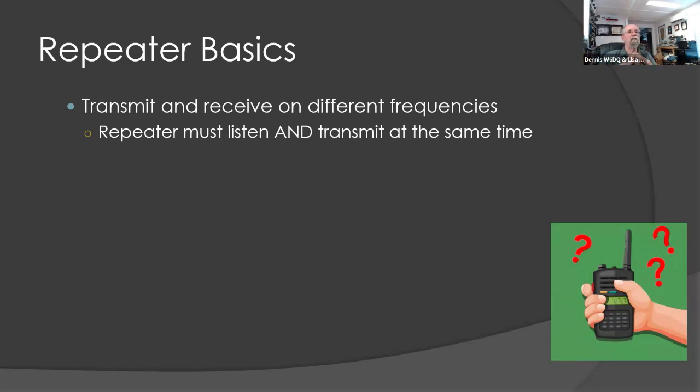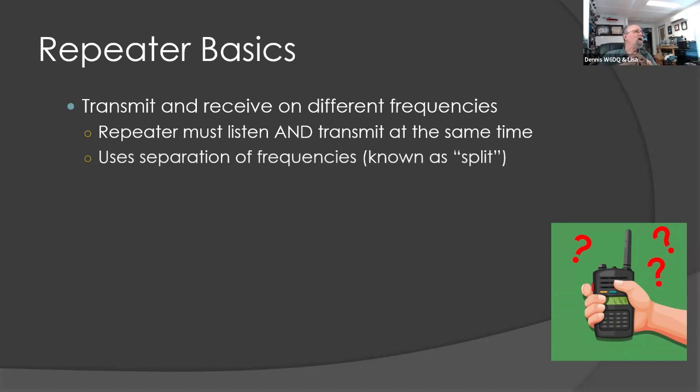Now there are problems with that fundamentally. If you think about it, I've got a receiver and a transmitter. Aren't they going to interfere with each other? Well, that's part of designing repeaters correctly so that they don't. We use various things to keep them from interfering with themselves. We use that separation of frequency, which is called split or an offset. Those are the terms you'll hear: split or offset. When we're running split on a repeater, that's the two frequencies we're talking about.